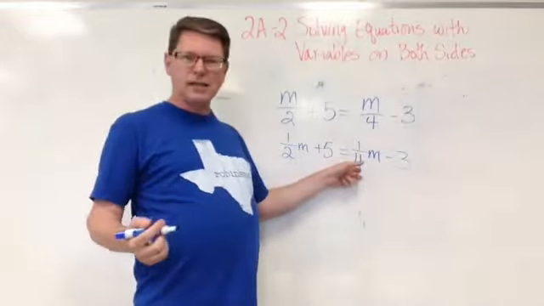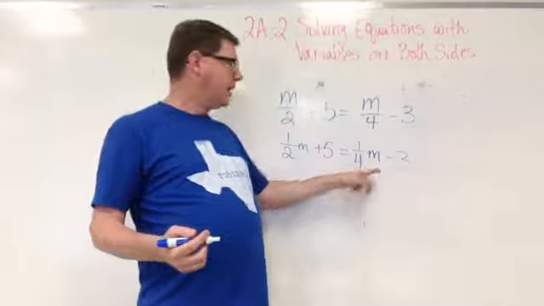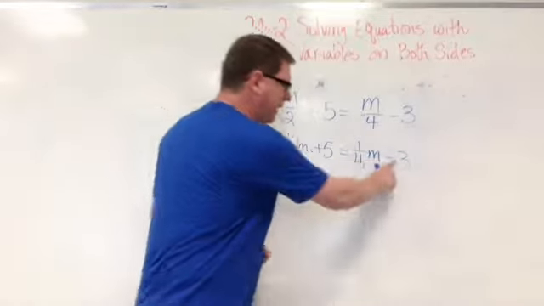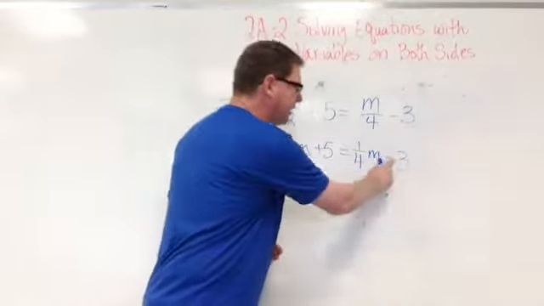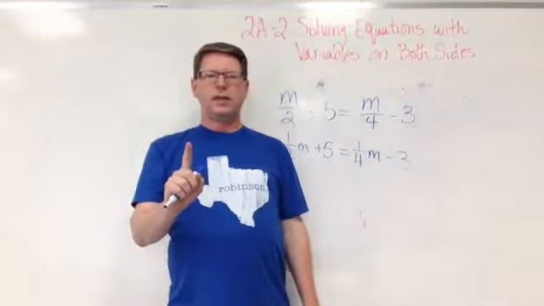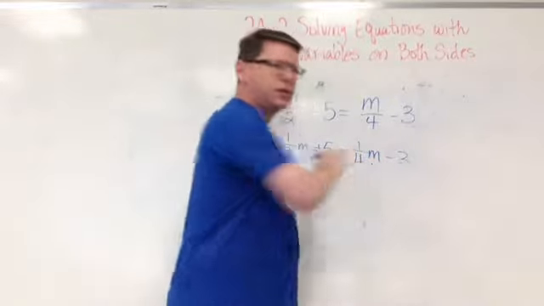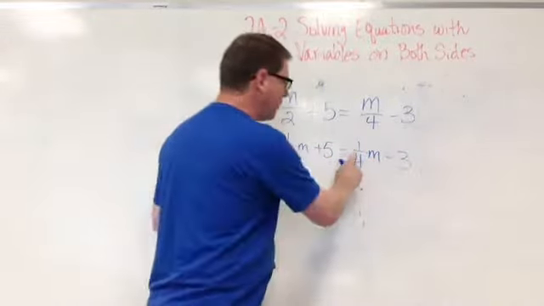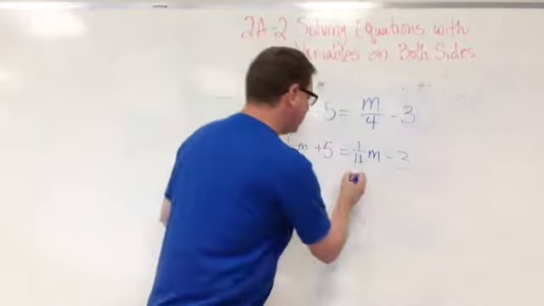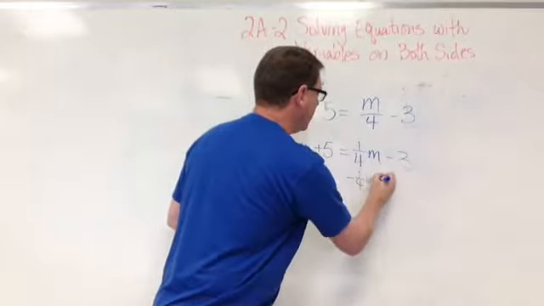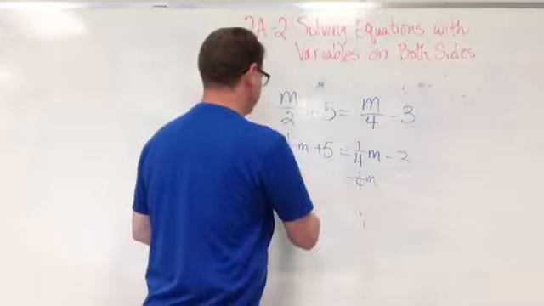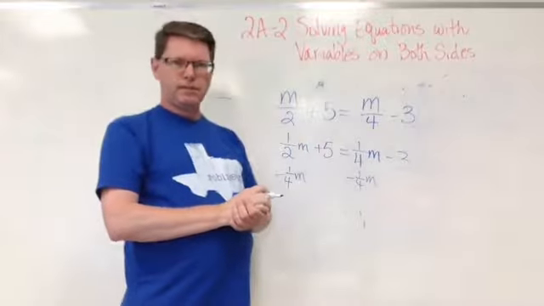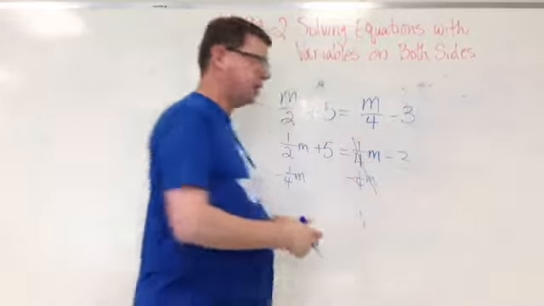So it's positive right now. Even though that negative is right there and there's a minus sign right there, that minus sign has nothing to do with the 1/4 m. The minus sign is with the 3. So the 1/4 is positive, so I have to subtract 1/4 m from both sides. Okay? Those 1/4s are going to cancel out.